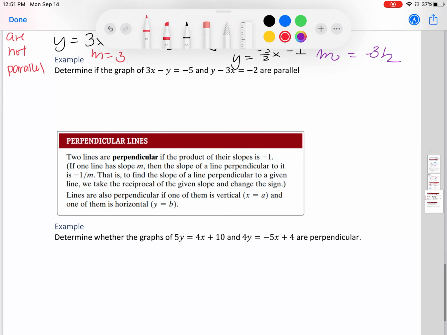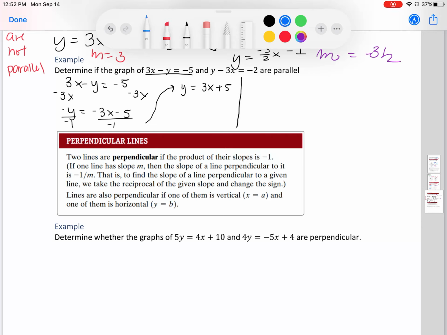Let's do the next one. Determine if the graph of 3x minus y equals -5 and y minus 3x equals -2 are parallel. Well, let's take the time to see. So for my first equation, I have 3x minus y equals -5. Let's subtract 3x, subtract 3x. -y is equal to -3x minus 5. Let's divide by -1 to get y by itself. And we're left with y is equal to positive 3x plus 5.